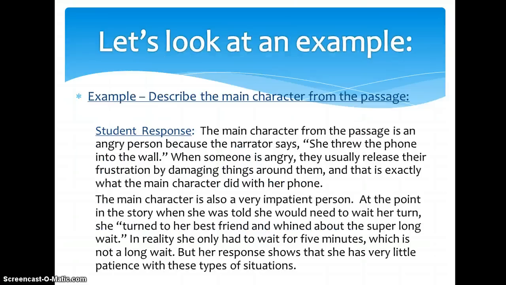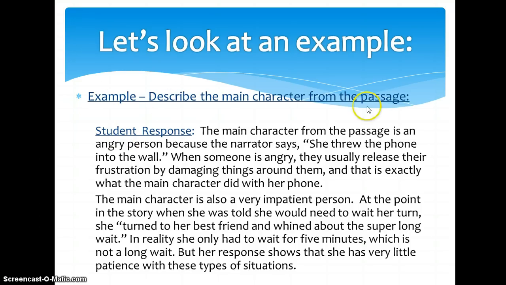Okay, so if you look at the RACER altogether, you might see you're going to start off with a restatement, an answer, a citation, one of your direct quotes, and then you explain that direct quote. Then you start all over again. Restatement with an answer, another citation, another explanation of the quote. Here's an example for us to look at.